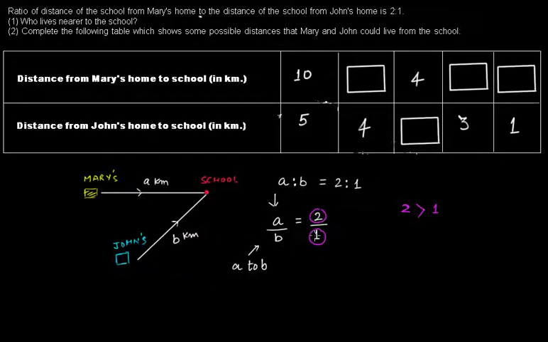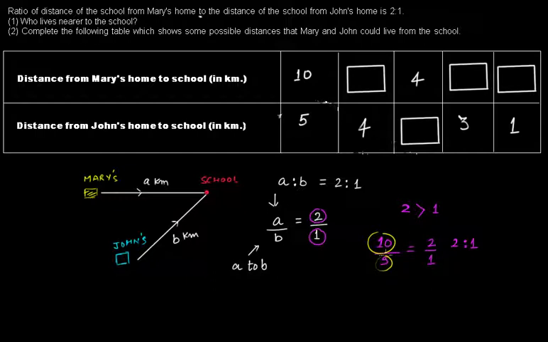And if you want to check with some numbers, suppose that a is 10 kilometers and b is 5 kilometers. Let's say the distance between Mary's home and the school is 10 kilometers, and the distance between John's home and the school is 5 kilometers. Now if you compare using division, that means you are trying to find a ratio. This will give you 2:1, right? And of course, 10 is greater than 5.